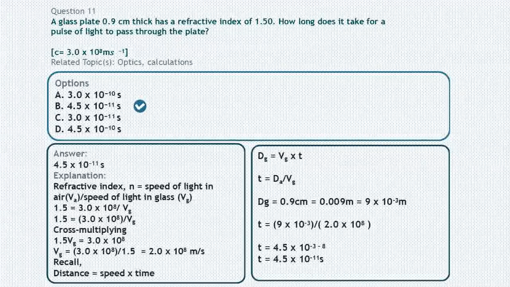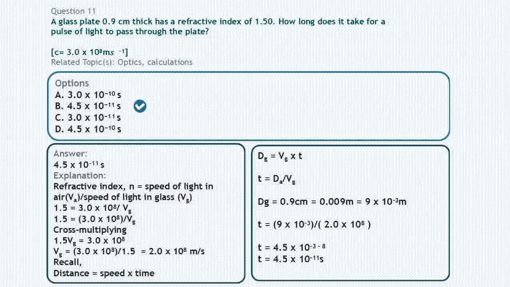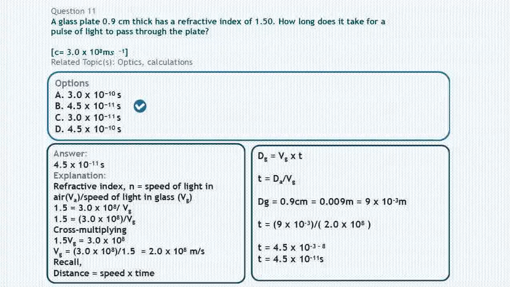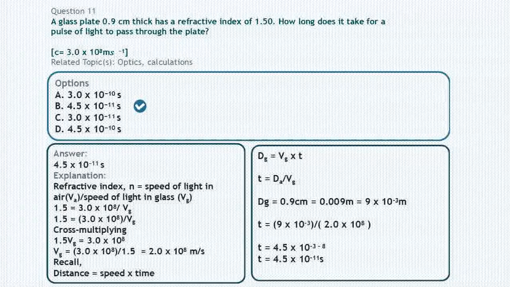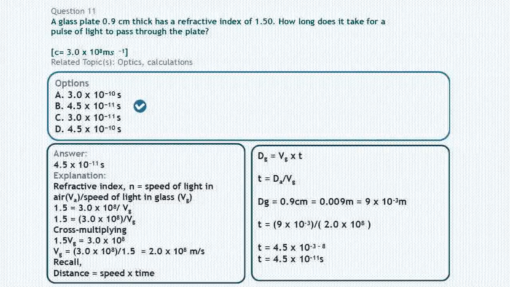Then we can substitute this in the formula: the time will be equal to the distance through the glass, 9 times 10 raised to power minus 3, divided by the speed of light in that glass, which is 2.0 times 10 raised to power 8. That's what we calculated here. How do we do this division? We divide the number part of the standard form: 9 divided by 2.0 is 4.5. Then we have 10 raised to power minus 3 divided by 10 raised to power 8.